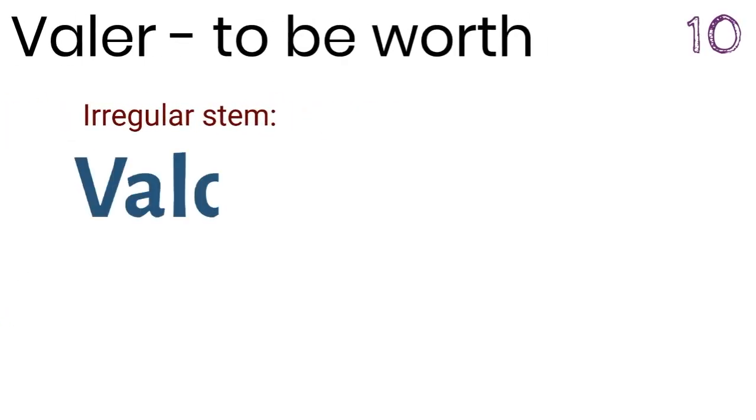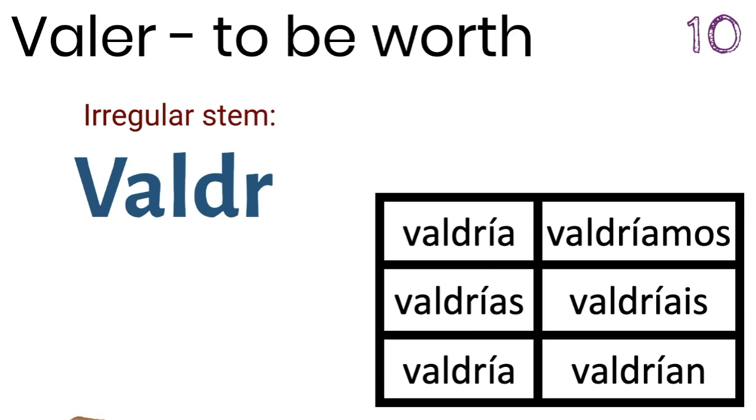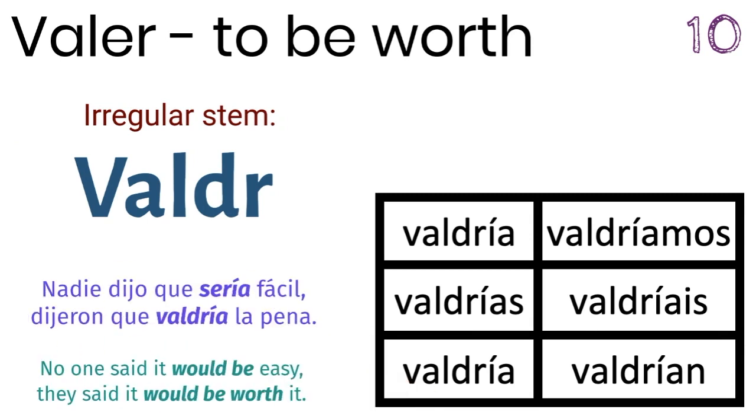Valer becomes valdr with a D. Nadie dijo que sería fácil. Dijeron que valdría la pena. No one said it would be easy. They said it would be worth it. Notice the two conditional verbs in this example. It would be sería and it would be worth valdría. They both have the subject it, which is why we use the third person singular form of the verbs. If that concept is confusing, you can check back on our regular conjugation video, which will be linked in the description.